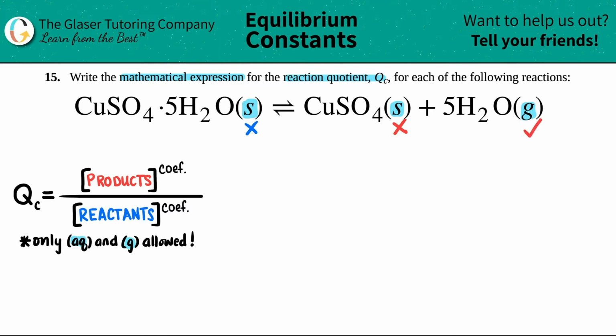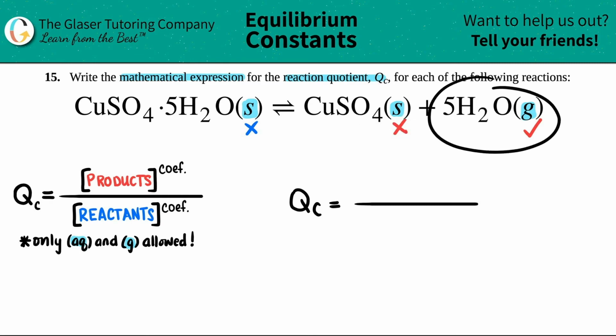Now I can write my formula. QC equals something divided by something else, right? Products over reactants. Well, this product got an X, so I don't care about it. I'm focusing on this one. This one is allowed, so let's write it out. I'm going to put it in brackets because that's the standard notation. It's H2O, that's the name of the compound, right? Close the bracket up. You don't have to write the gases in here anymore. And now you just got to raise it to its coefficient. What number was in the front of the H2O? A 5. So I have to just raise that to the 5th.